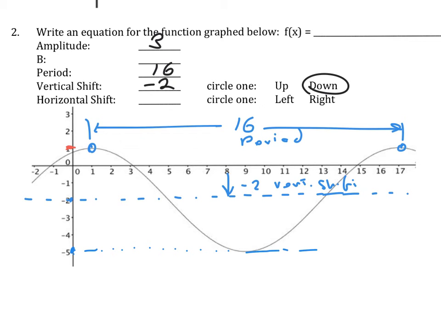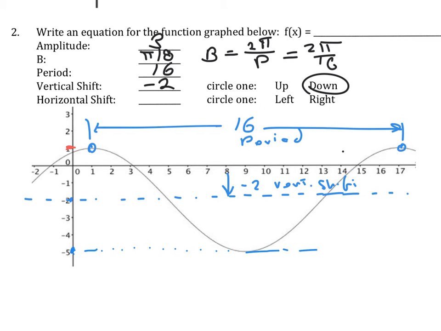So I write in my period. Now the process for finding the b value is the exact same thing we did to find the p value in the previous question. We do 2 pi, if we're working in radians, over the period. So that's 2 pi over 16, or pi over 8. So we're almost there. The last thing to do is a horizontal shift.